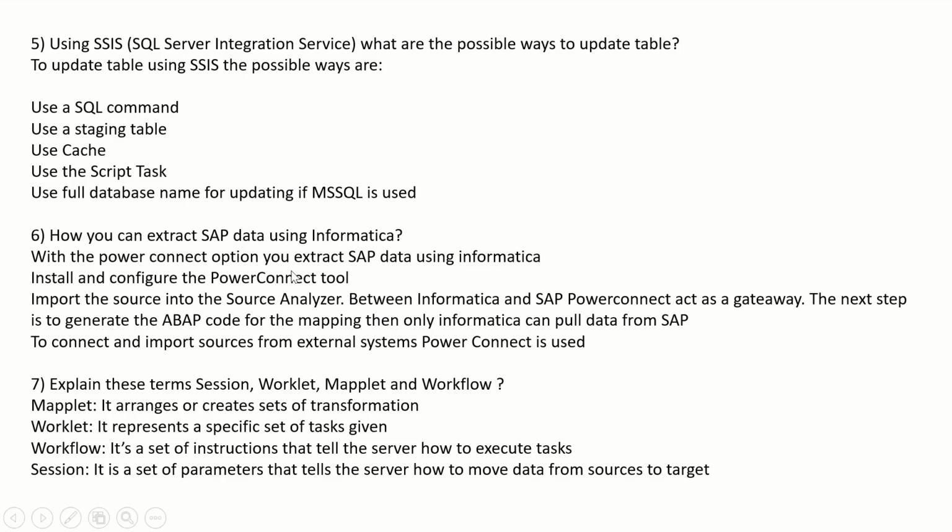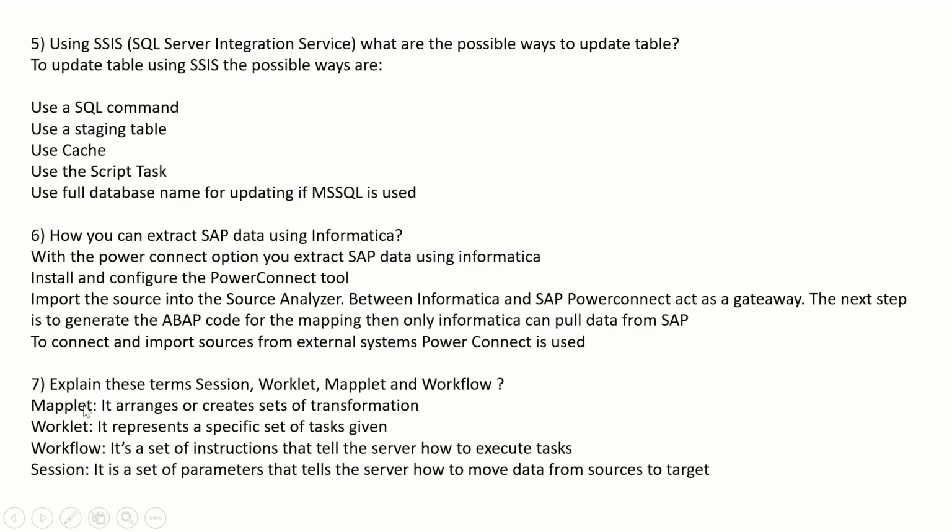Okay, so sixth one is, how can you extract SAP data using Informatica? With the Power Connect option, you extract SAP data using Informatica. Install and configure the Power Connect tool. Import the source into the Source Analyzer. Between Informatica and SAP, Power Connect acts as a gateway. The next step is to generate the ABAP code for the mapping. Then only can Informatica pull the data from SAP. To connect and import sources from external systems, Power Connect is used.